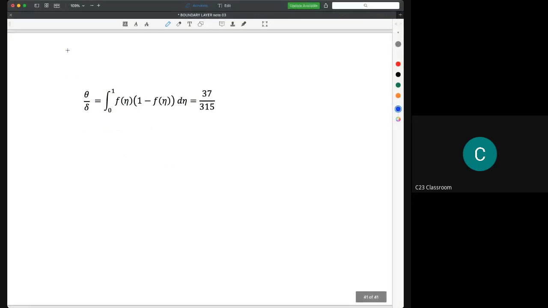And then I simplified it here. I hope you try it at home. If you want to determine the value of theta, we substitute the value of function of eta inside our new equation here. So it is the integration from 0 to 1 of function of eta times 1 minus function of eta d eta. And then you could get the final answer as 37 over 315.